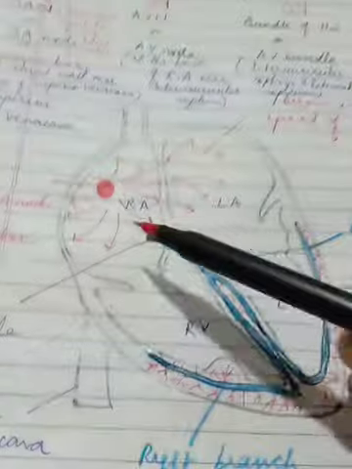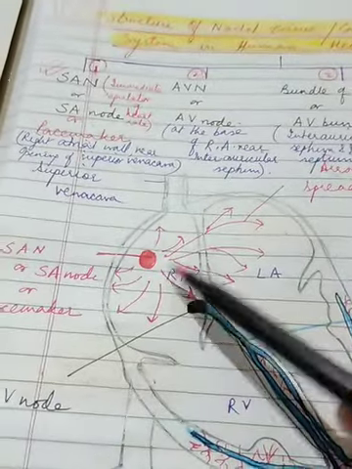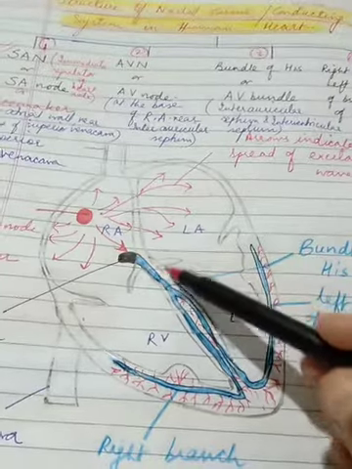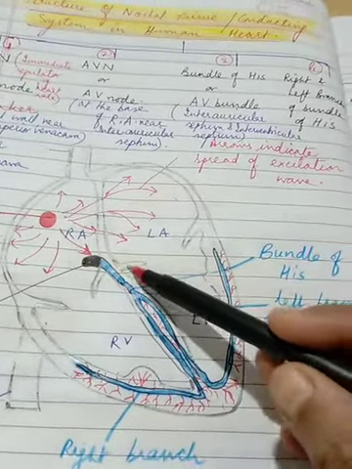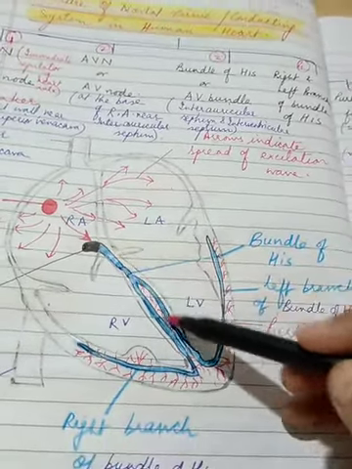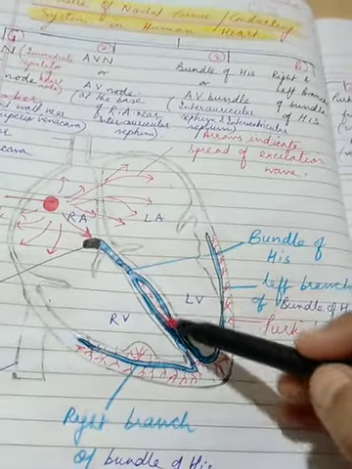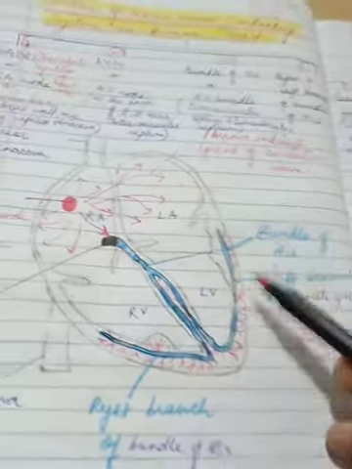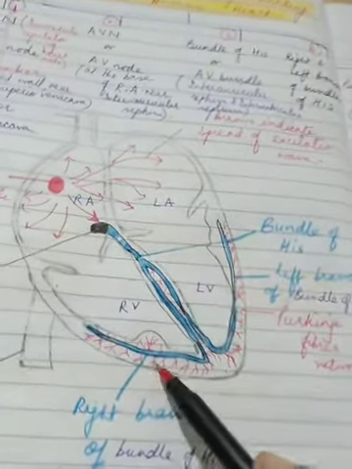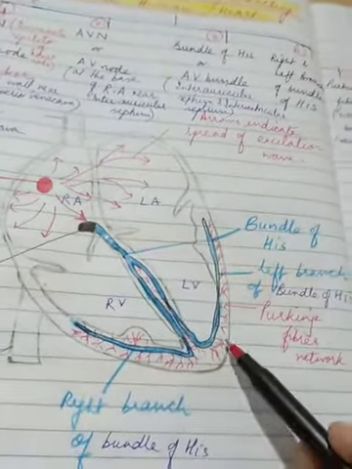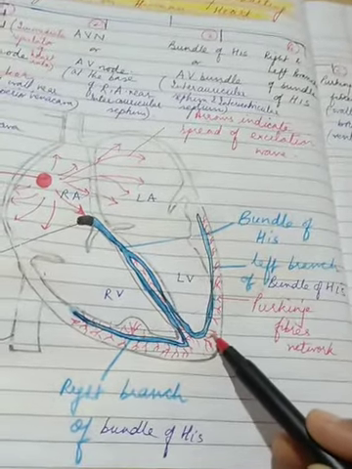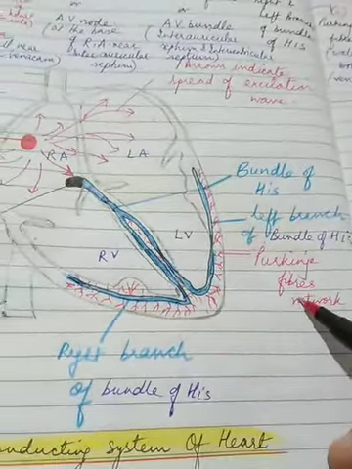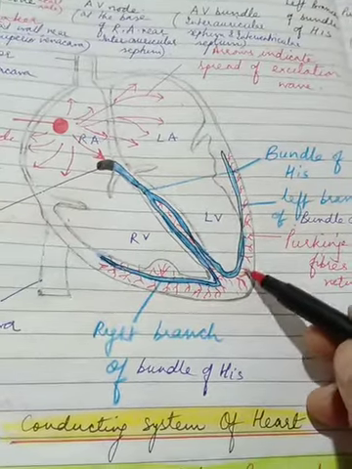So here once again, the first was the SA node, second the AV node, then the bundle of His, this band of tissue over here, that is the cardiac muscles, and the right and left branches. So this is the right branch and this is the left branch of the bundle of His. Now finally, children, they terminate into very specialized neuromuscular fibers, and they are diverging from the bundle of His. Look at this, the Purkinje fiber network, I've colored it red.